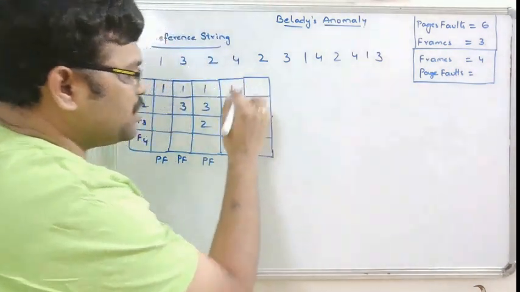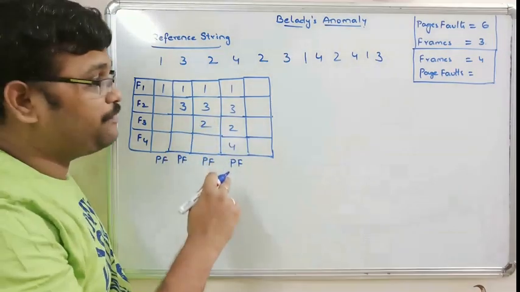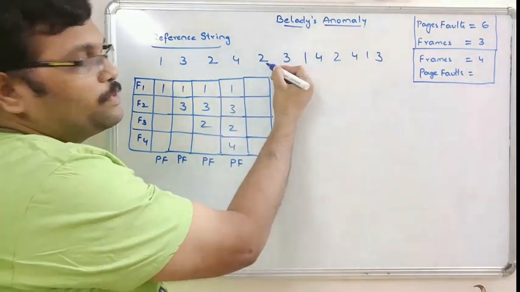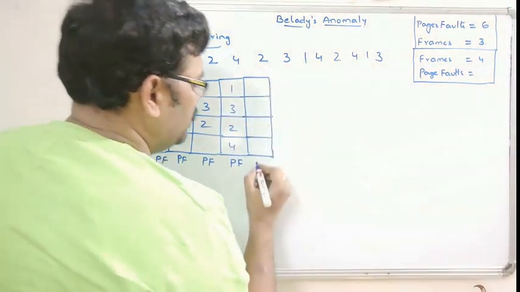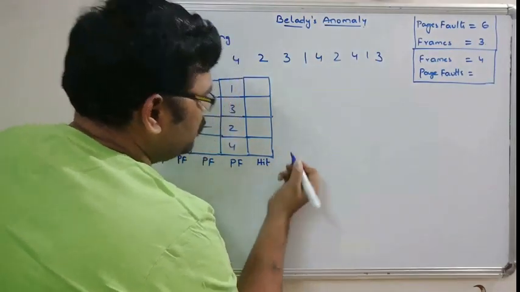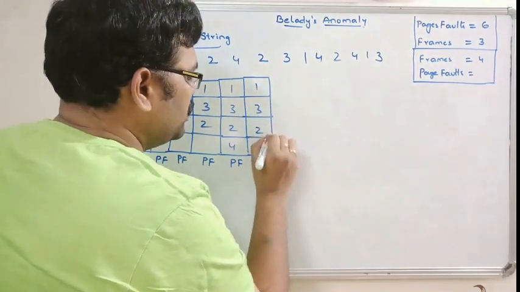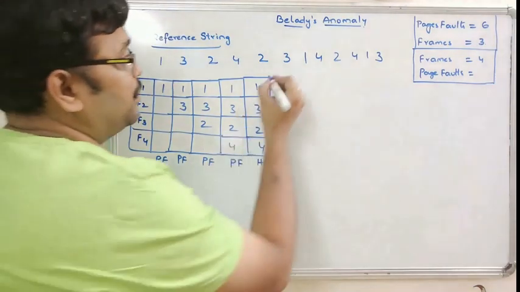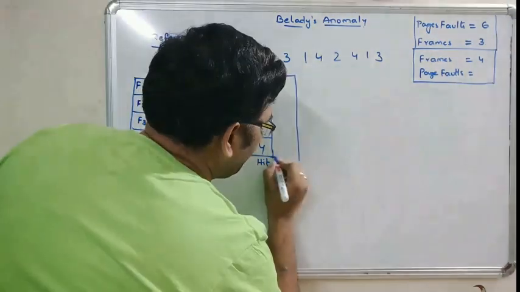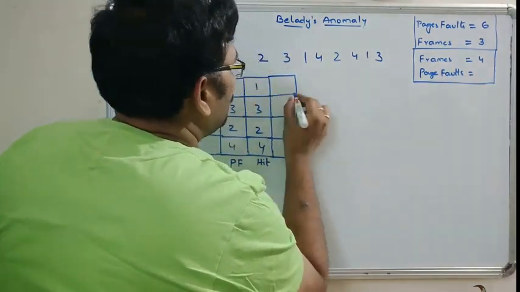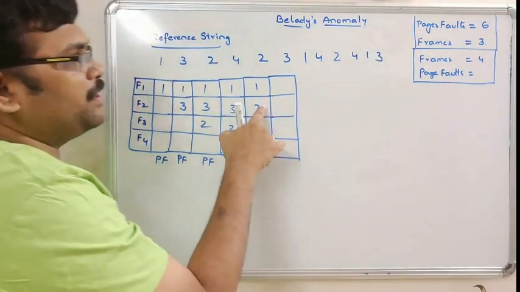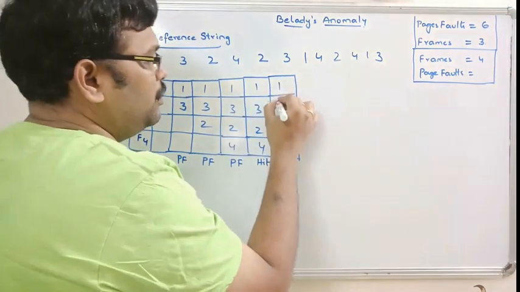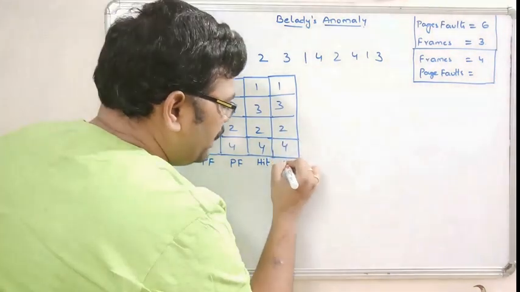Now you can observe here, all 4 frames are filled. Next one is 2. 2 is already available, so hit. There is no page fault. So no page replacement should be done here. Next 3. 3 is already available in the main memory, so there is no page fault. Again there is a hit.